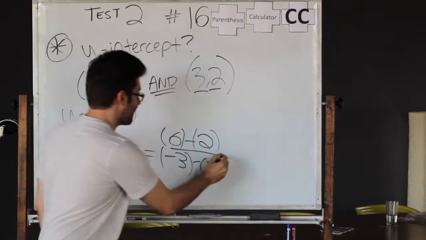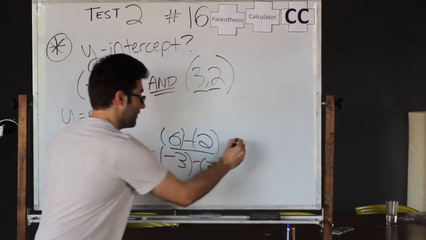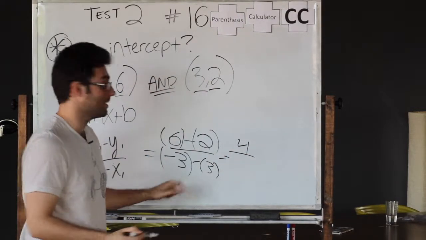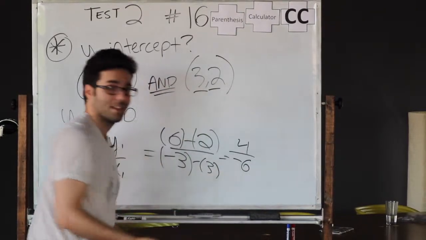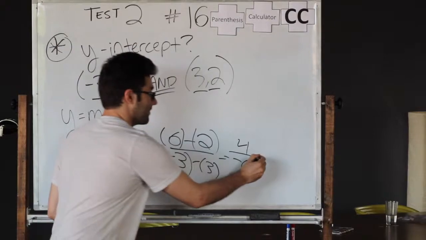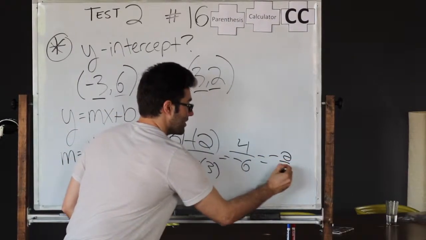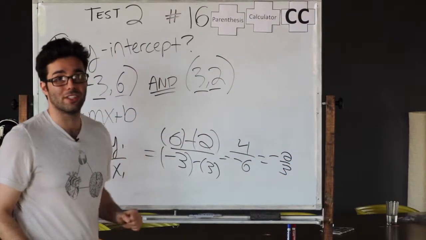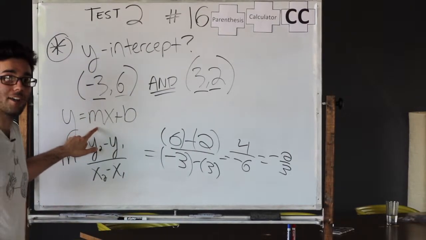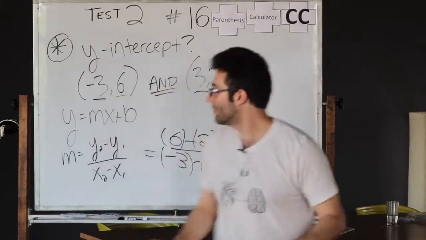What do we get? 6 minus 2, 4. -3 minus 3, -6. Of course, this is going to simplify. Okay? -2/3. Now, this is only the slope. So we're going to plug it in for our m value. All right, let me walk on over here.